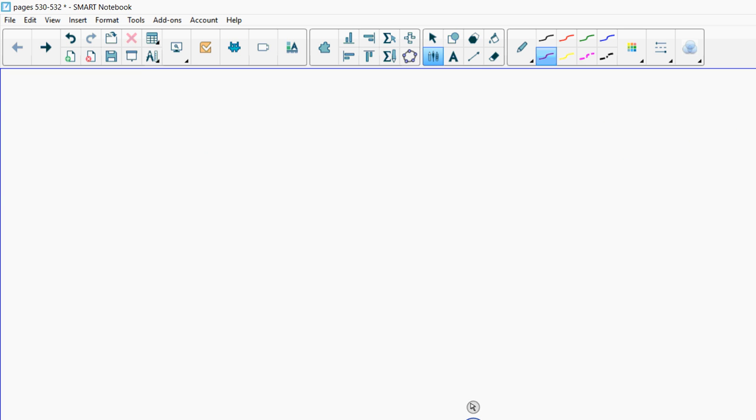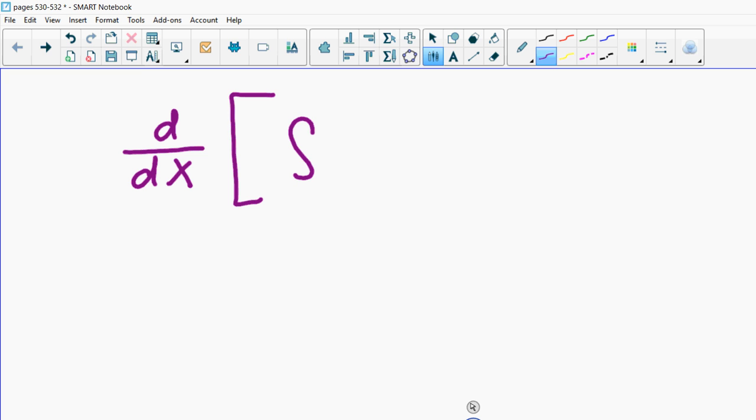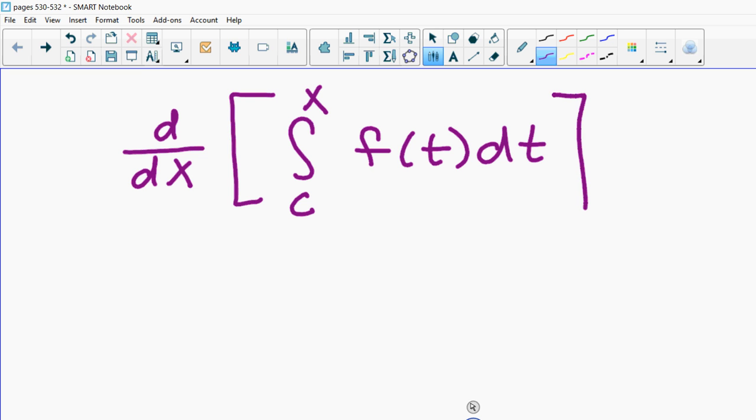Now, I wrote my notes, so let me get my notes as to exactly how I want to do this. This is going to look just ugly. That's what you're getting ready to learn how to do. What in the world is that? This says the derivative with respect to x of the integral from a constant to x of f of t dt.